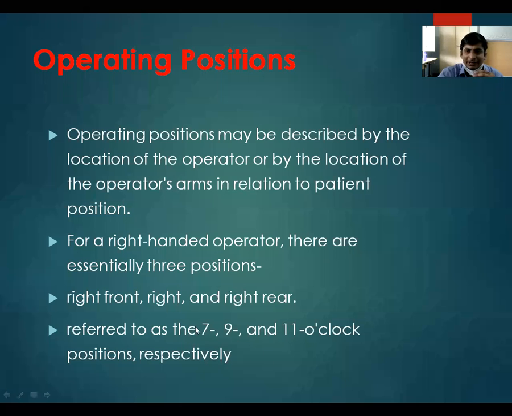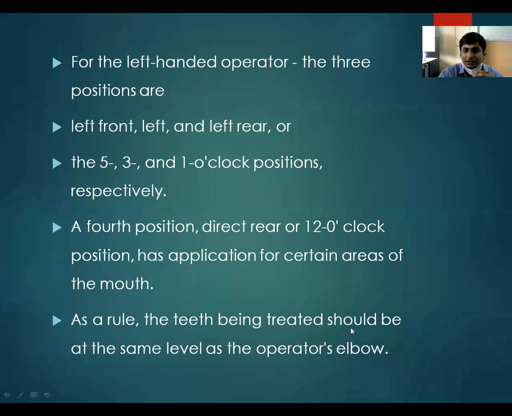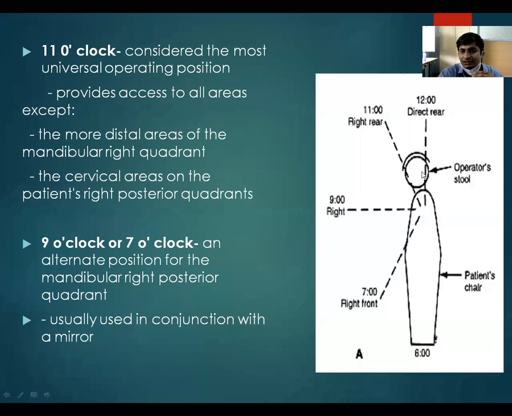So you can see in the diagram, this is the patient sitting on the chair. This is 7 o'clock, like a clock. We have given the names. This is a right front position. The operator can sit here and perform the procedure. A right position or a 9 o'clock position, the operator can sit here and work. And a right rear or 11 o'clock position, the operator is sitting here while performing the procedures.